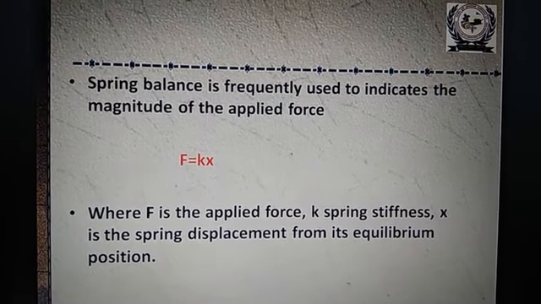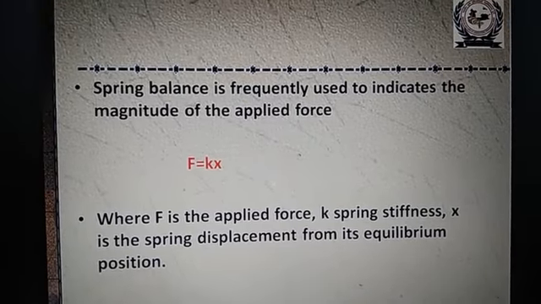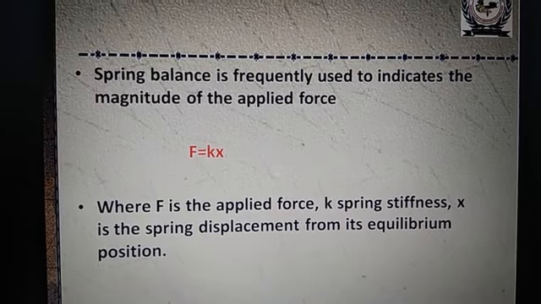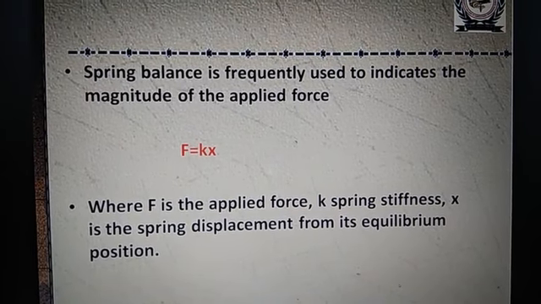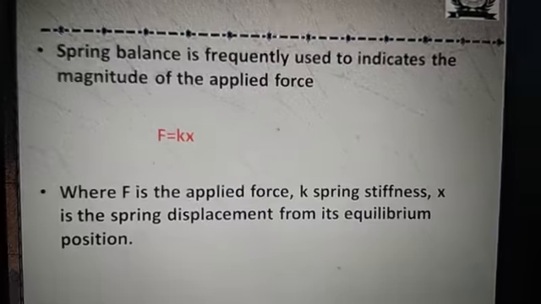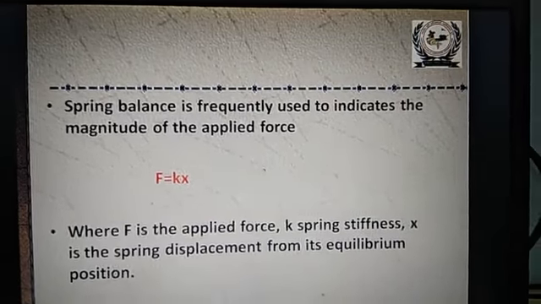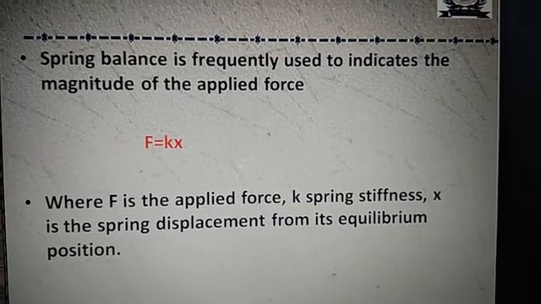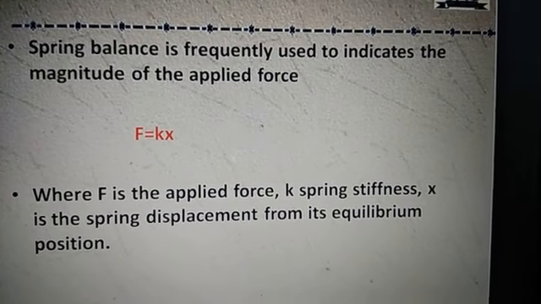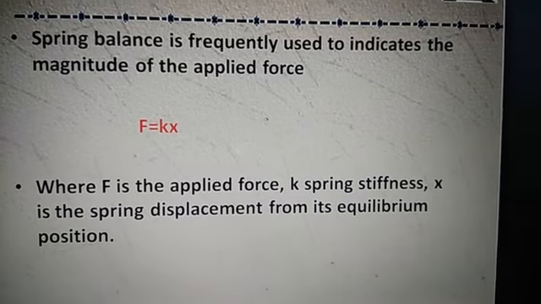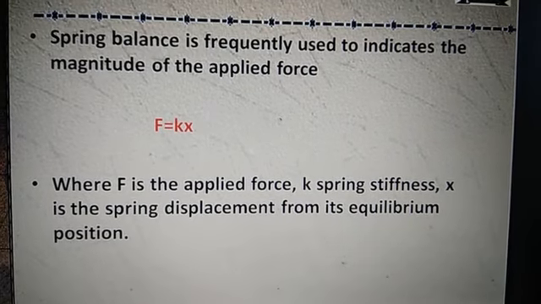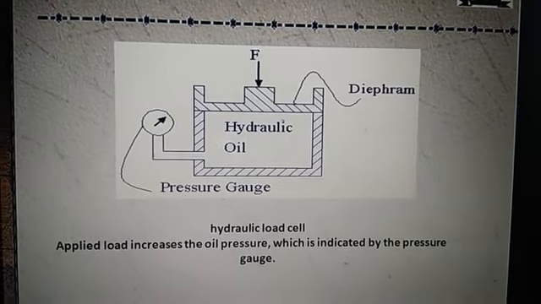Spring balance is frequently used to indicate the magnitude of the applied force, that is F is equal to K into X, where F is the applied force and K is called the spring stiffness. X is the spring displacement from its equilibrium position. F is equal to K into X.